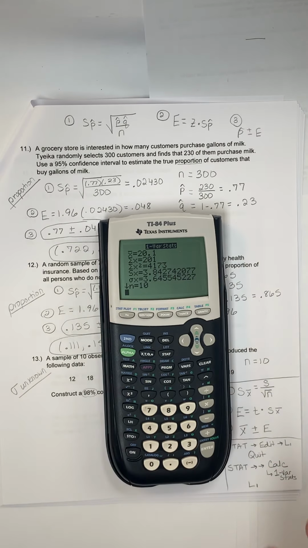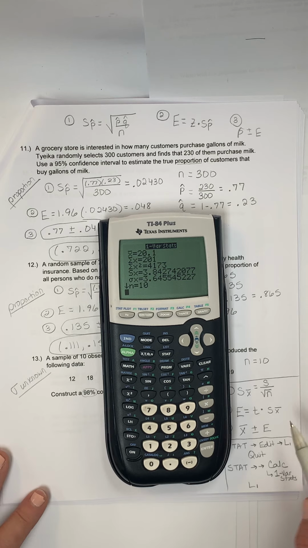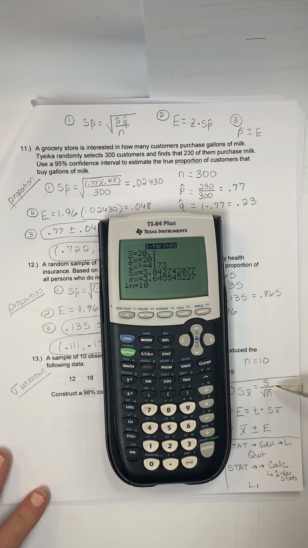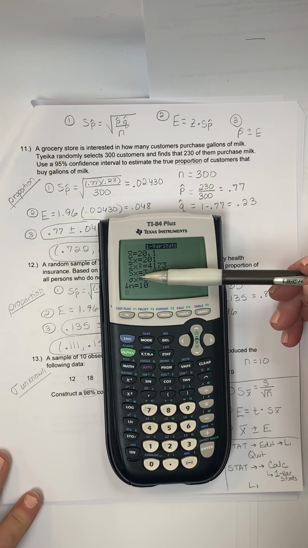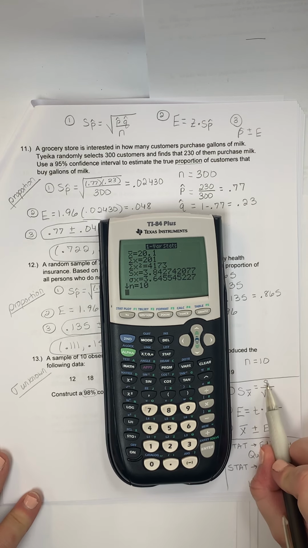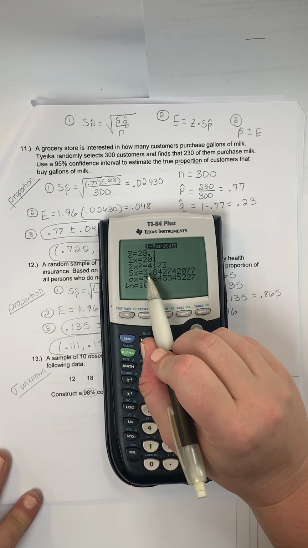Okay, the other thing we need is S. Now here's where it gets a little confusing, okay? Because S of X bar is what we're going to find. We want S. Our calculator gives us S of X. What in the world is that? S of X is the same as S, this S up here, okay? So this is what you want, and we're going to take it out 4 decimal places.